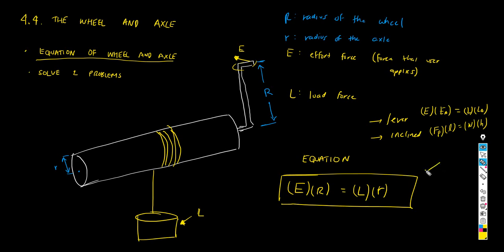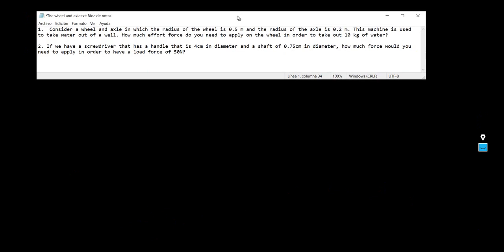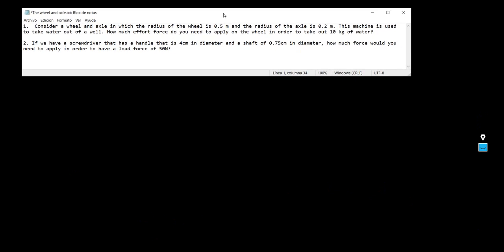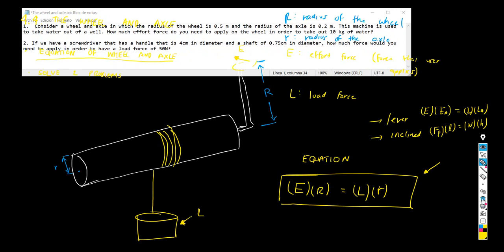So this is the equation. Let's write it down and let's put it to use. So let's solve these two problems, guys. Let me erase all of this.